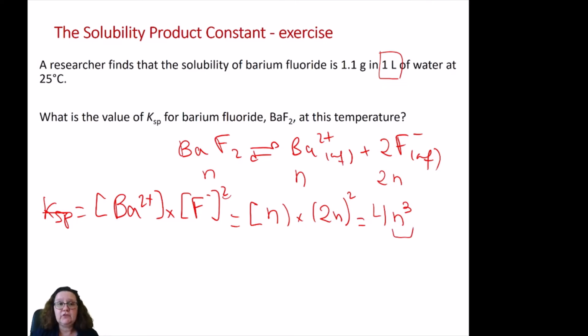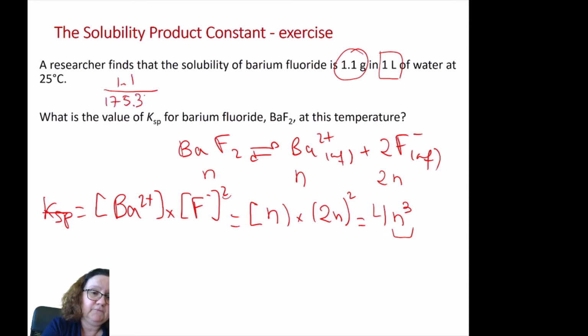Well, the value of N is, how many moles of barium fluoride dissolving in 1 liter of water will I have? Well, that's what the problem is telling me. It's telling me the solubility of barium fluoride in water. It's just not in molarity. It's giving me the information in grams per liter. But that's fine, because I've got the molecular mass of barium fluoride, which is 175.34. So 1.1 grams, and it's already in grams, so I don't have to convert anything, divided by 175.34, which is the molecular mass of barium fluoride. That is, give or take, 6.2 times 10 to the minus 3. And that is my value of N.